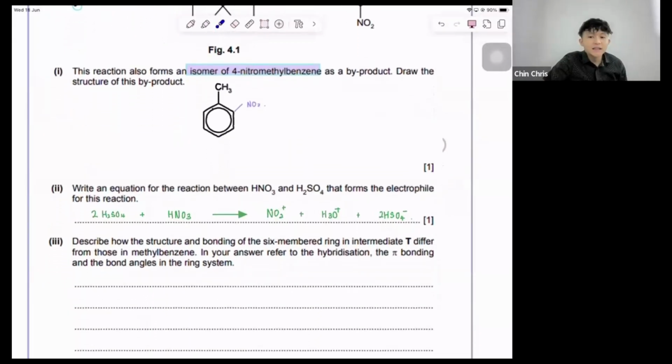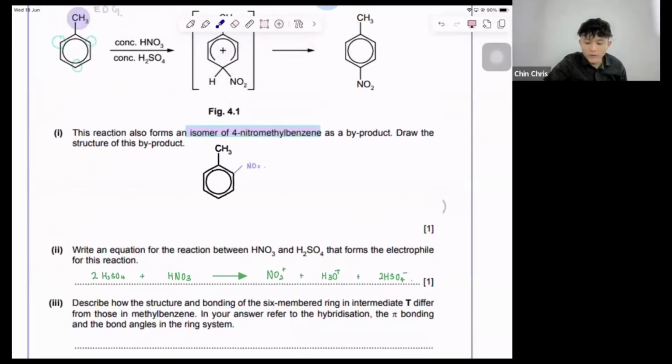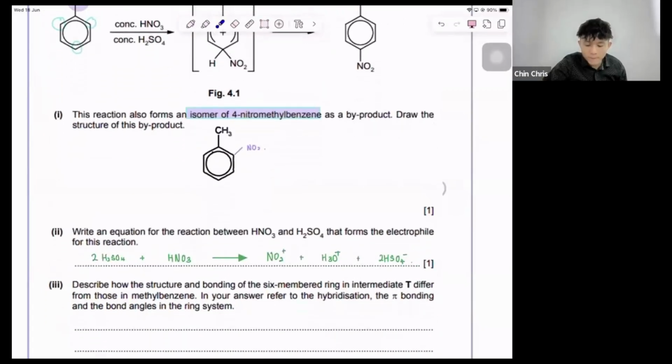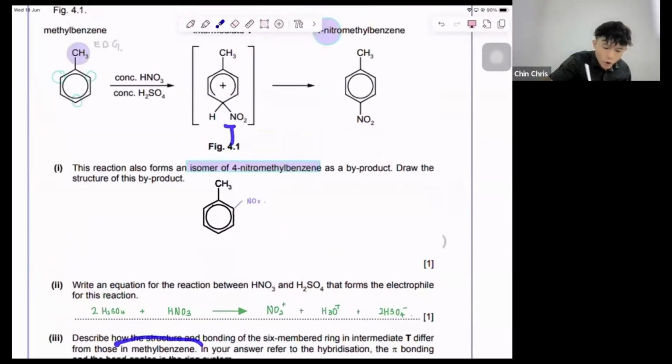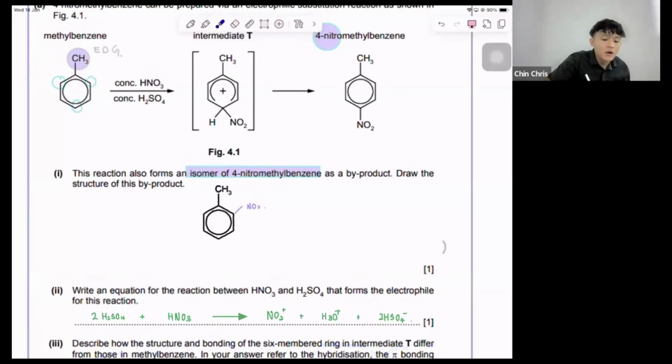And next, guys, describe how the structure and bonding of the 6-member ring in intermediate T differs to those in methylbenzene. Okay, I want you guys to refer to hybridization, pi bonding, bond angles. So guys, please tell me, compare a normal benzene ring and intermediate T, what is the difference?